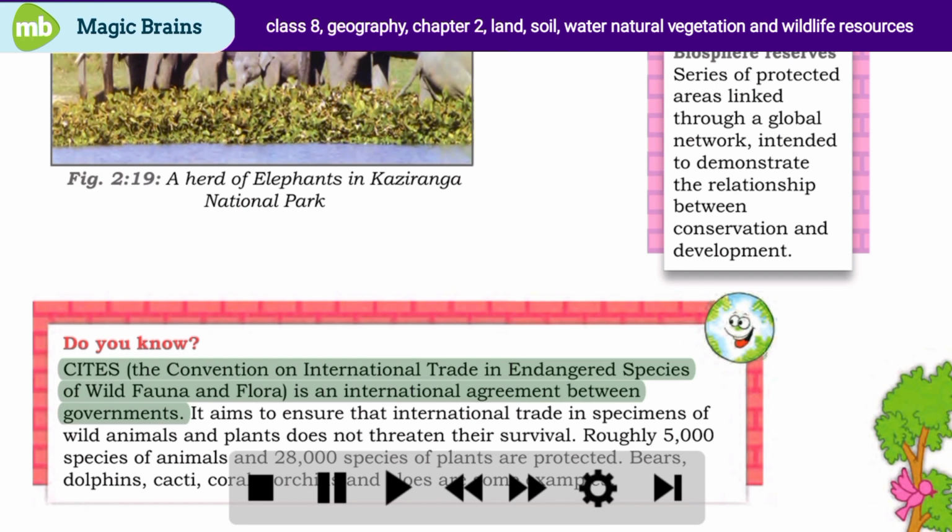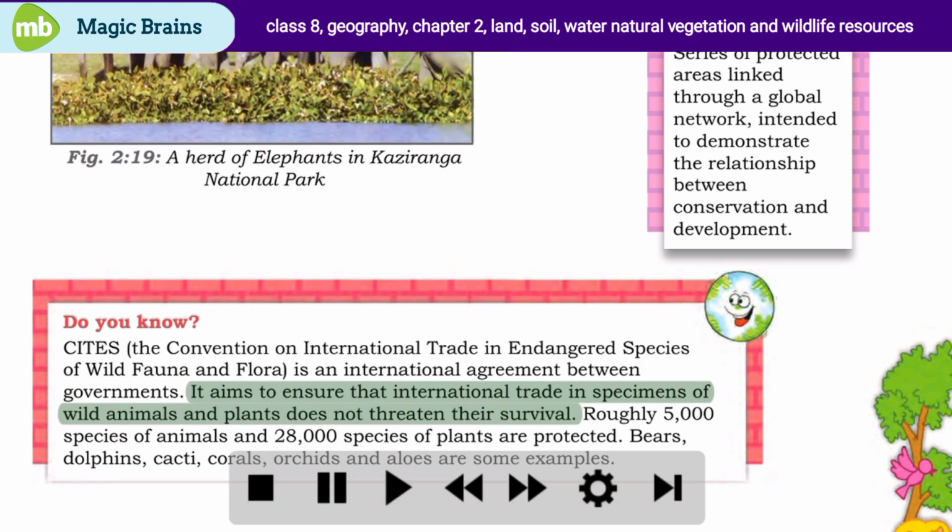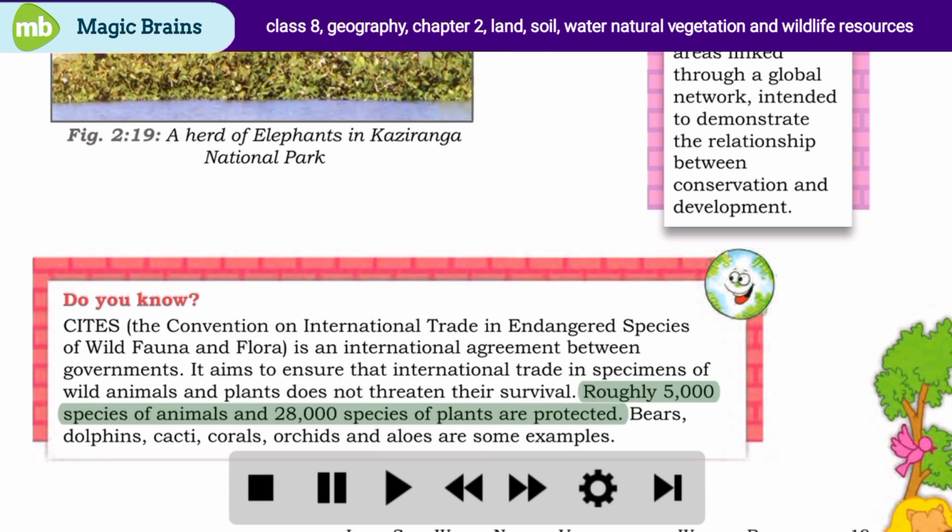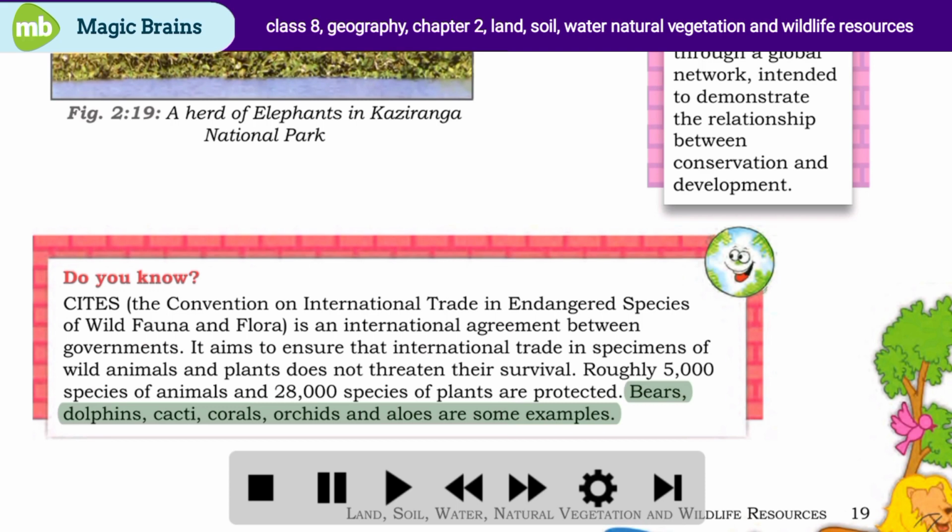CITES, the Convention on International Trade in Endangered Species of Wild Fauna and Flora, is an international agreement between governments. It aims to ensure that international trade in specimens of wild animals and plants does not threaten their survival. Roughly 5,000 species of animals and 28,000 species of plants are protected. Bears, dolphins, cacti, corals, orchids, and aloes are some examples.